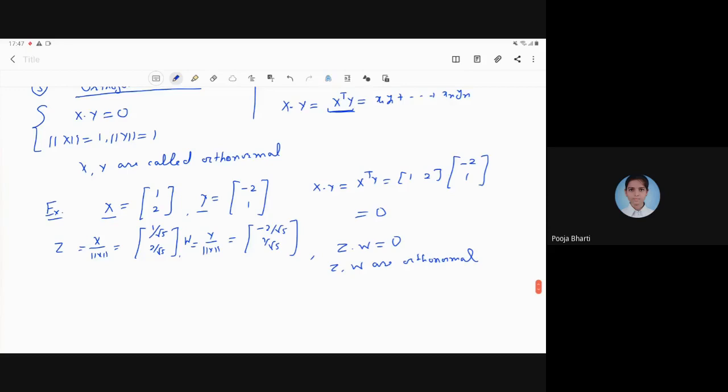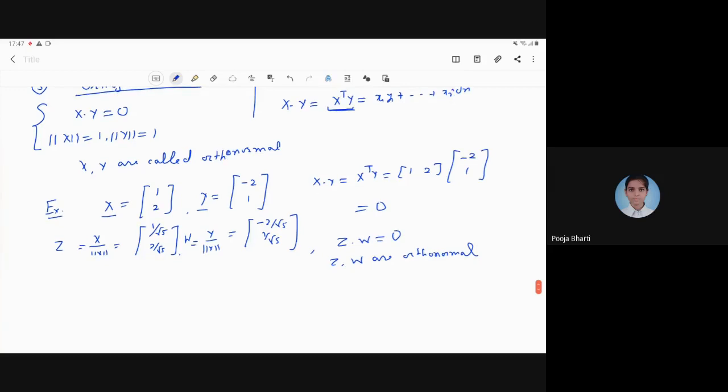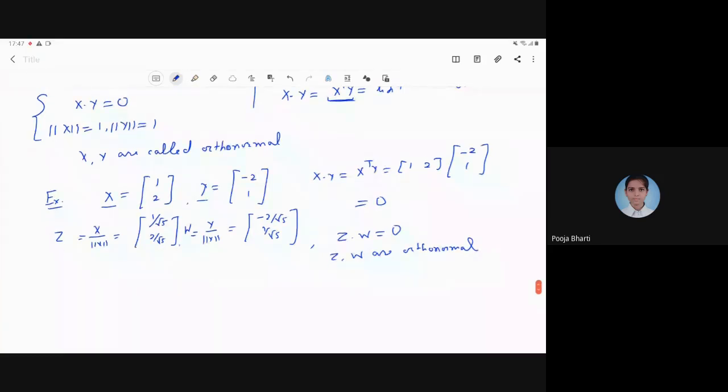All right. So the same is true for more number of vectors. If you are given 3 vectors, you will say those are orthogonal if they are mutually orthogonal in pairs, orthonormal if they are mutually orthonormal in pairs. Okay. So the same definition can be generalized to any number of vectors.